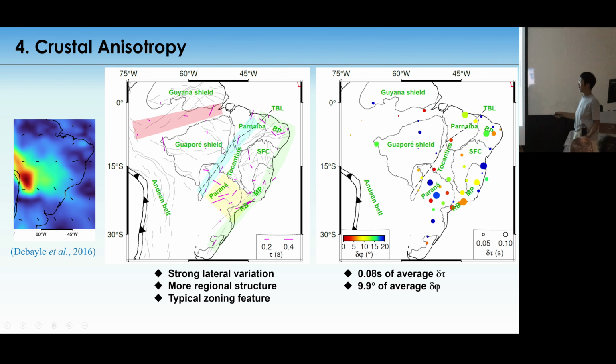And I've said before that we don't have crustal anisotropy for the stable part of the South American platform, but we find a surface wave tomography model at 50 kilometers. This is the Adams anisotropy from surface wave tomography. From this model, we can see that the lateral resolution is very limited. But here we show much stronger lateral variation, and we show more regional structure. Later I will give more words on the typical zoning feature here.